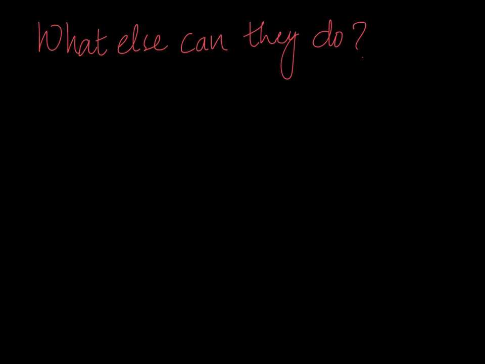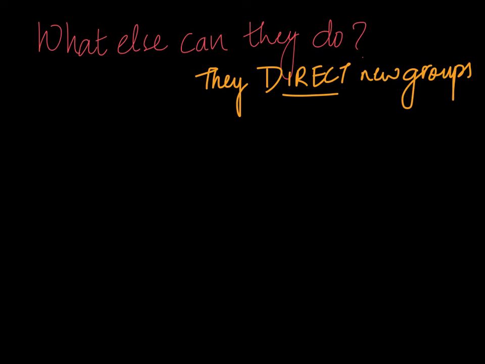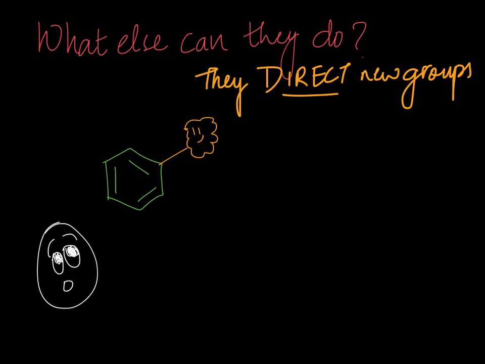So now you must be wondering that, yeah, sure, some of these activators can make the ring more reactive, and deactivators can make the ring less reactive, but is that it? Actually, no. They can actually direct new groups. So let's say this orange guy is the activator or deactivator that's sitting on the benzene ring, and the white guy is a new group that's trying to get in. Well, this activator or deactivator will decide which of these remaining positions the new group gets to sit.